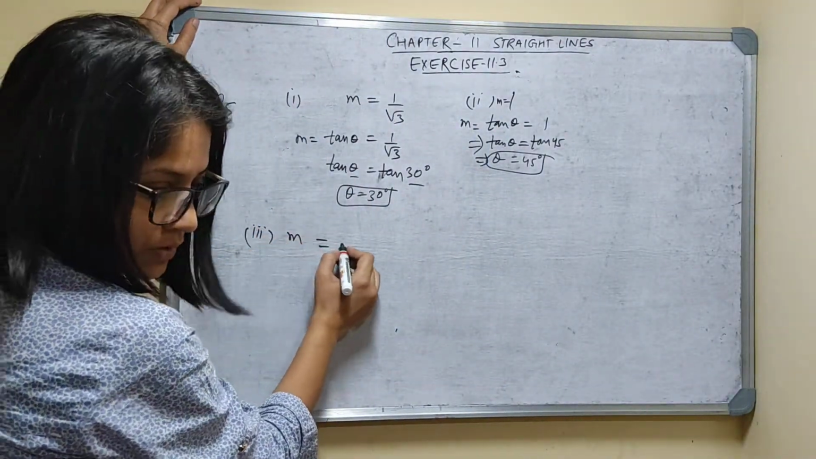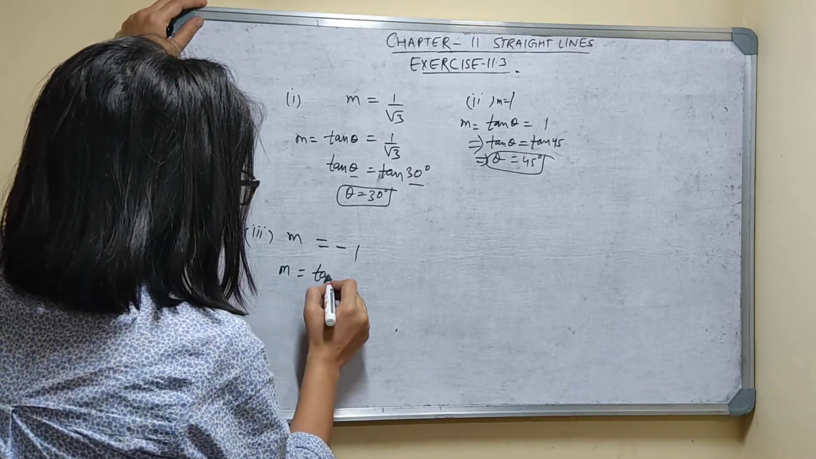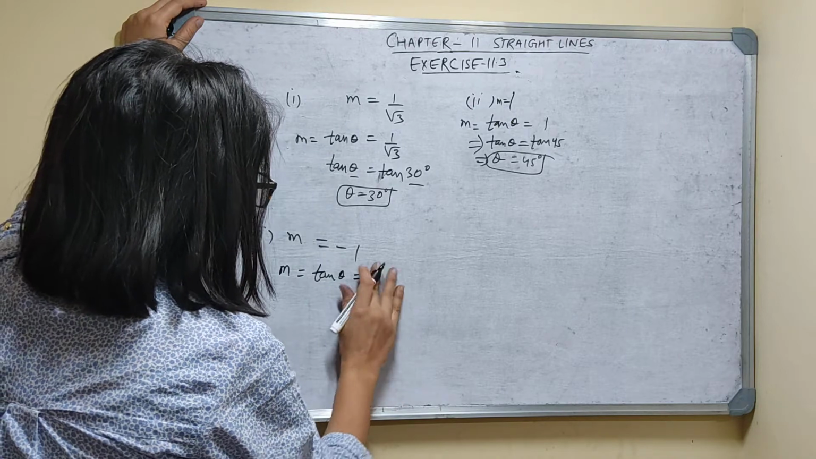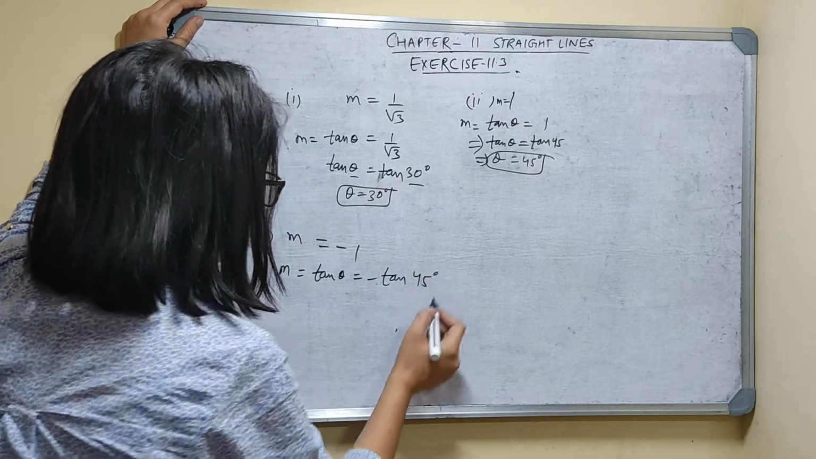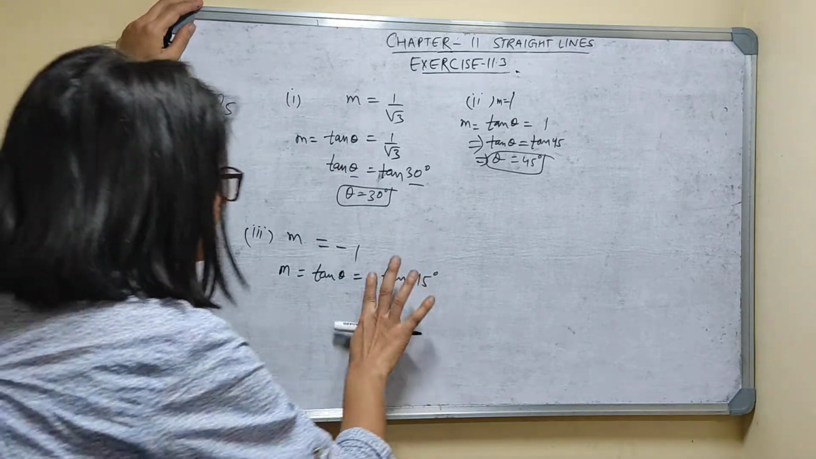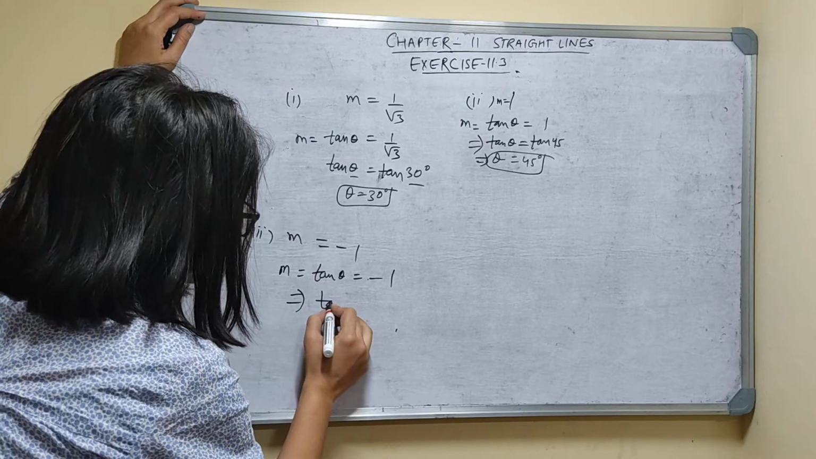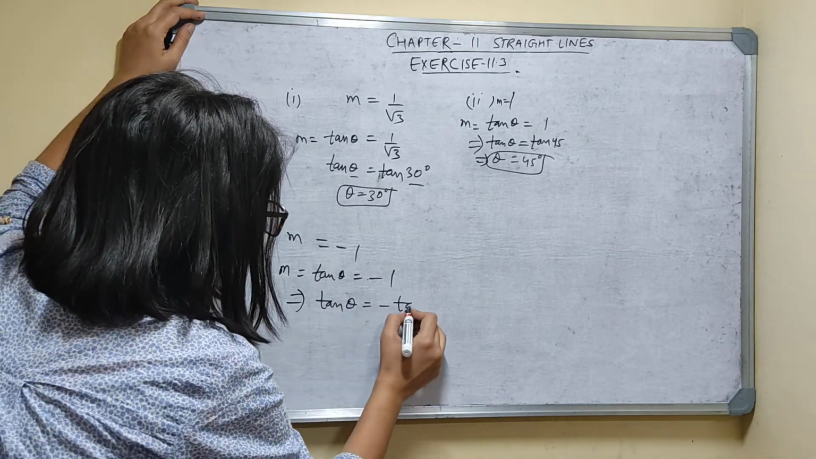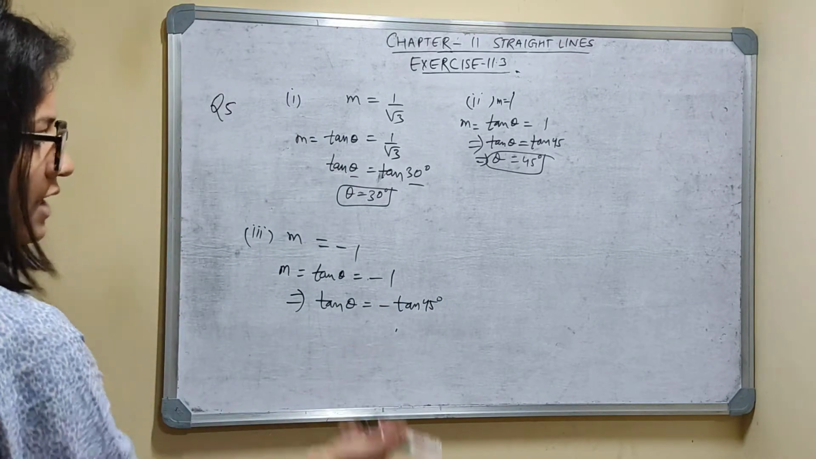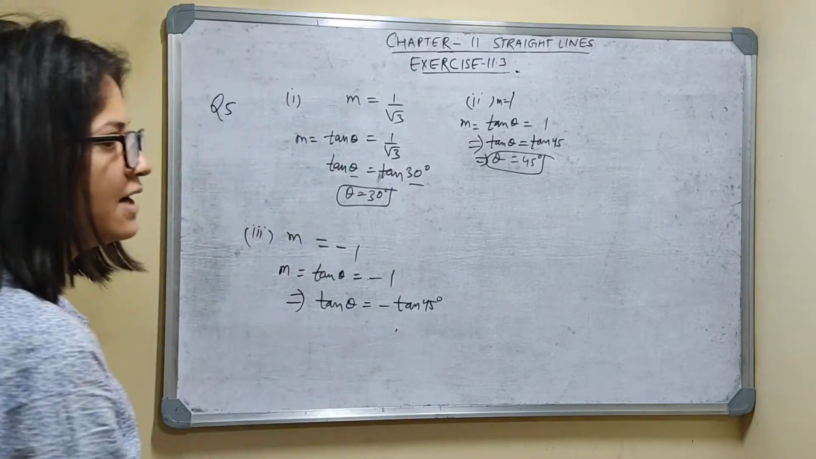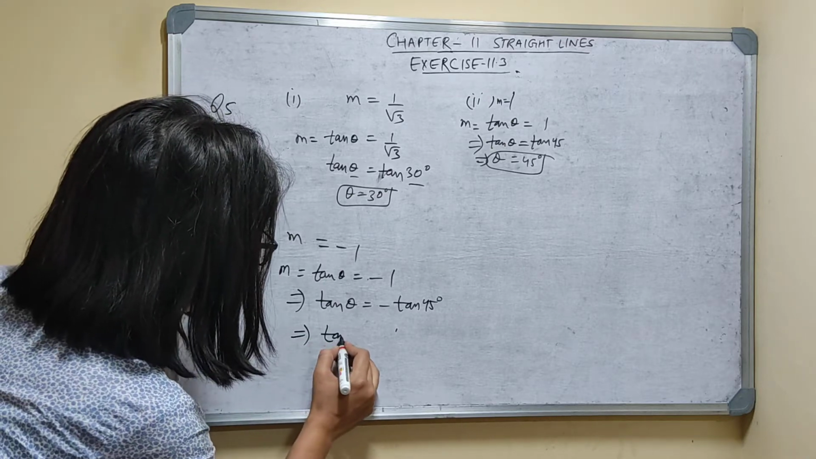M is equal to minus 1. So what will I write? M is equal to tan theta is equal to what? Minus tan 45 degree. Because I know, one step more, I will write tan theta is equal to what? Minus 1. So tan theta is equal to what? Minus tan 45 degree. Minus to this one, and 1 is what? Value of tan 45. And I know minus tan 45 degree. Minus tan 45 means when I will get tan theta.